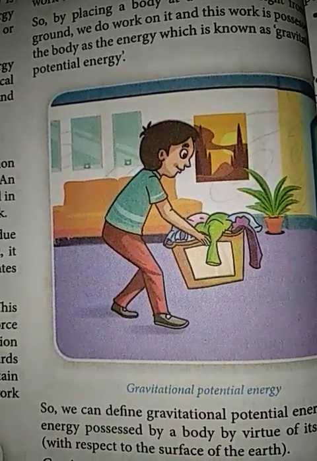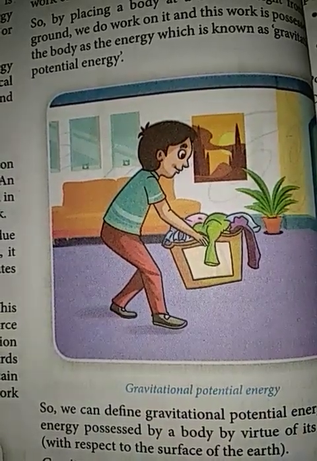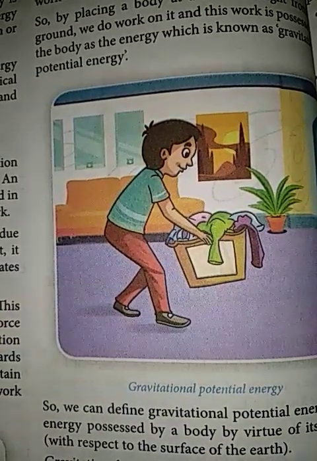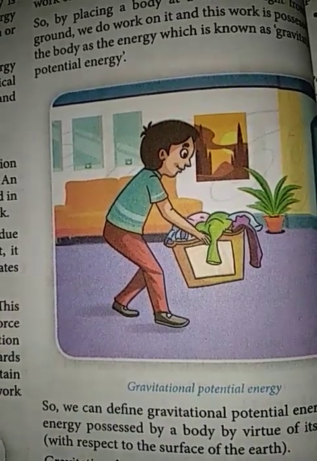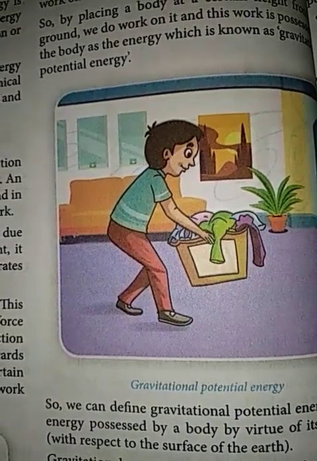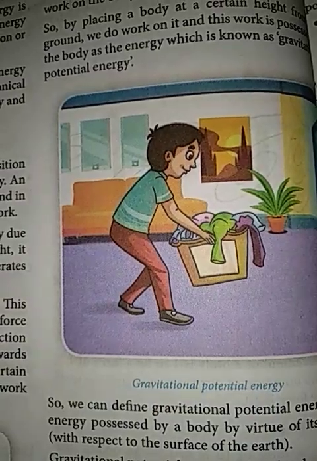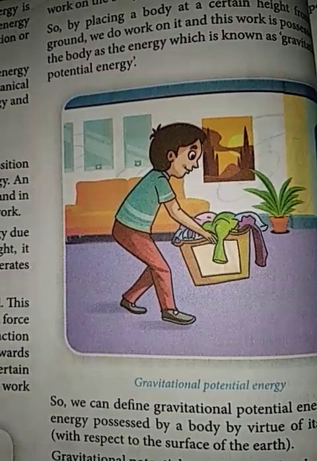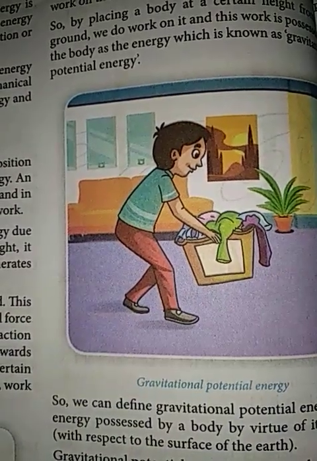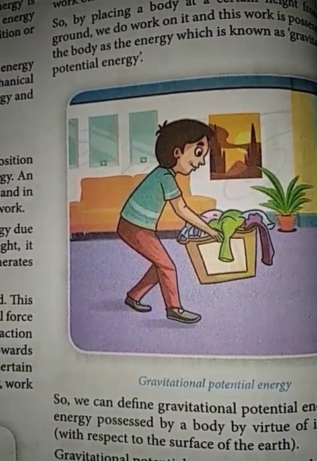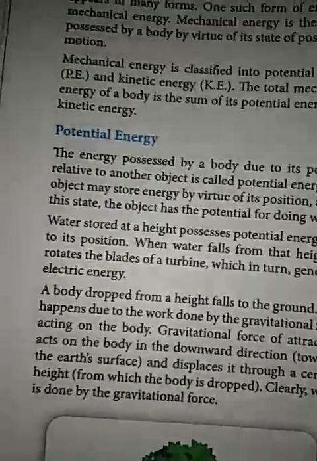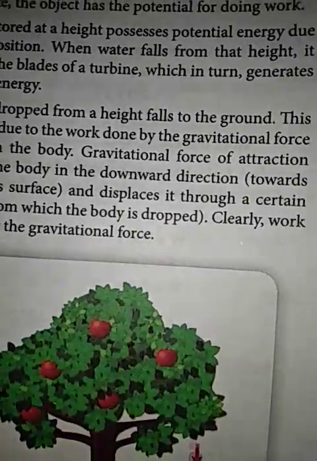In other words, we can say that total mechanical energy of a body is the sum of its potential energy and kinetic energy. Mechanical energy is of two types: one is potential energy and the other is kinetic energy. So the total mechanical energy of a body or of a system is the sum of its potential energy and kinetic energy. Now first we discuss about potential energy. What is potential energy?